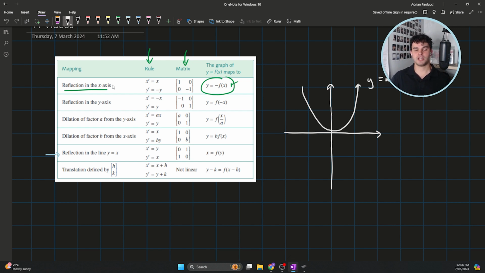Now, if we have a reflection in the x-axis, we should know from intuition that the graph is just going to be reflected in the x-axis. So the x-axis is going to be our mirror. So the x-axis is this here.